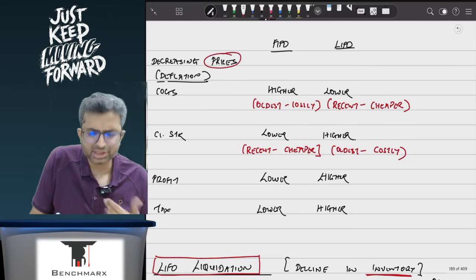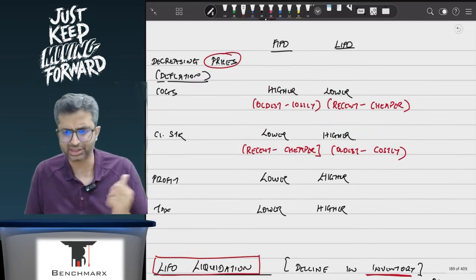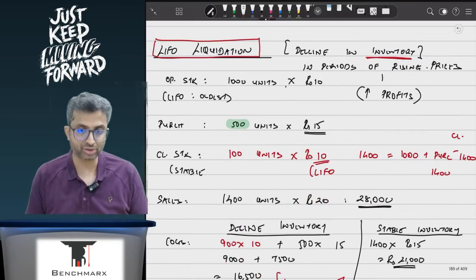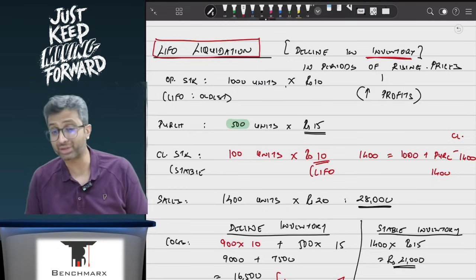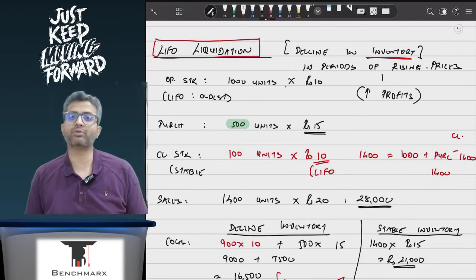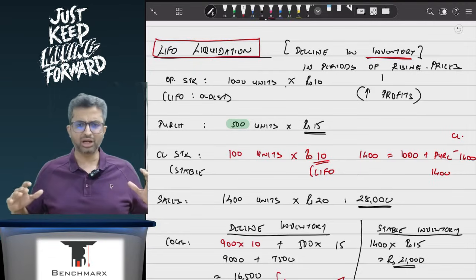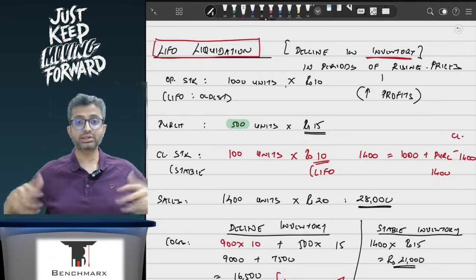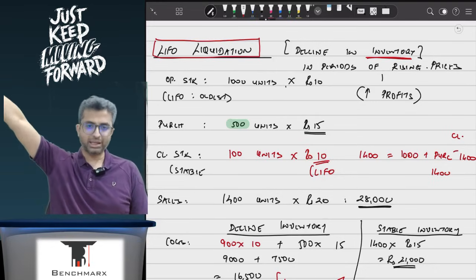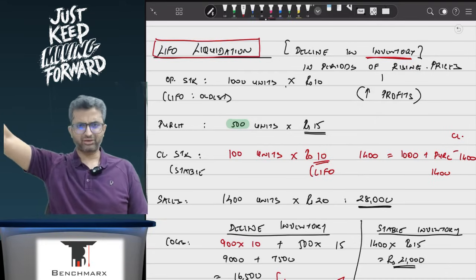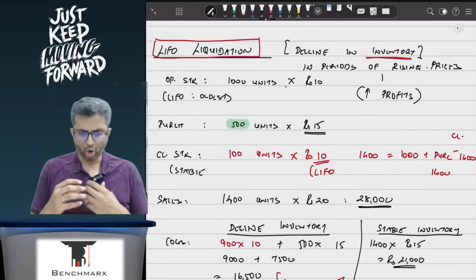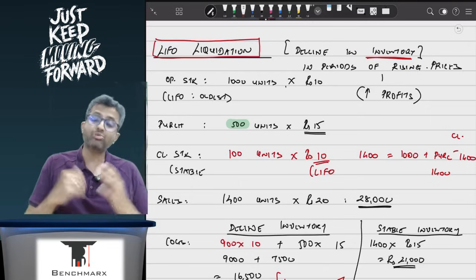When you look at decreasing prices, the effect is exactly the opposite. There are certain points given for decreasing prices as well. Now there's a concept called LIFO liquidation. What do we mean by LIFO liquidation? Let us say you are following the LIFO method, and you have a lot of opening stock. In the current year, you utilize that stock, you liquidate that stock. So your selling price for those units is what the customer is paying, but your cost comprises largely of the older cost because this inventory is now liquidated.